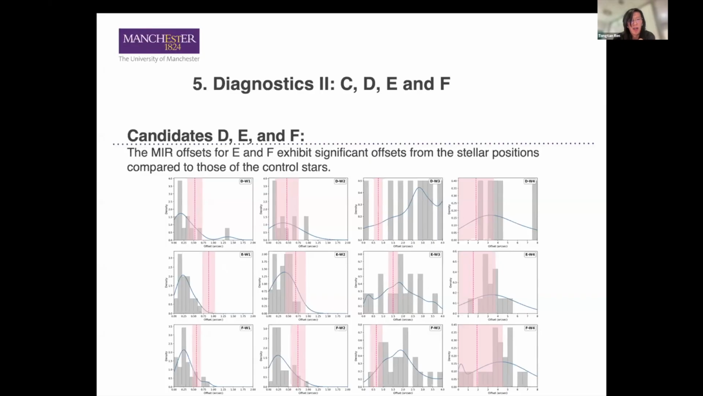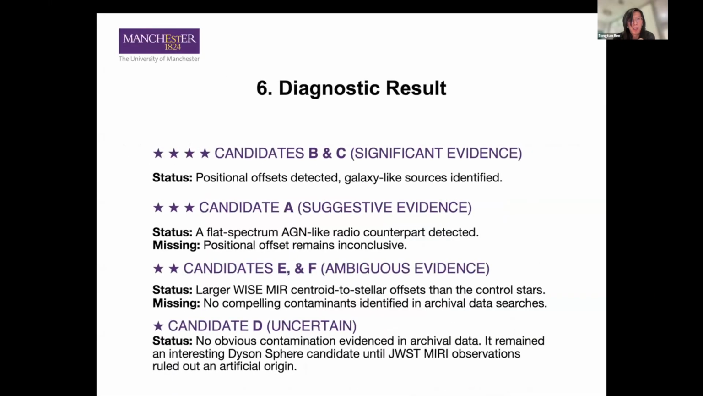So the conclusion would be, if we don't take into account the JWST observation results, candidate B and candidate C are most likely contaminant cases, because we even identified the likely background contaminant galaxy. And for candidate A, everything looks to be blended, but we found the AGN-like spectrum, and we also found some offsets that are larger than the control stars.